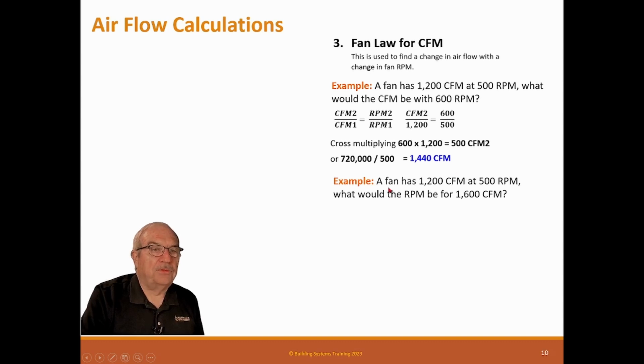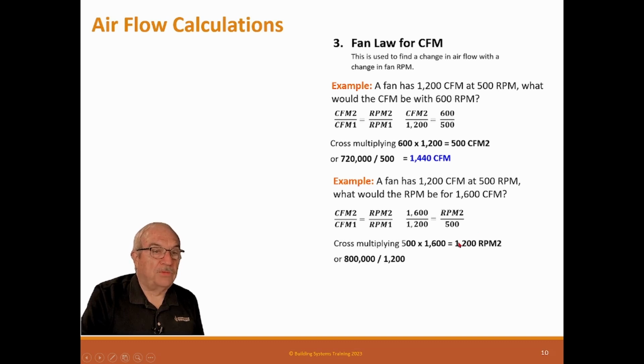So example 2: a fan has 1200 CFM at 500 RPM. What would the RPM be for 1600 CFM? This is how we use it a lot, trying to figure out what we're going to do. We need more air, so what RPM do we need to get more air? There's our formula. Inputting this data, we get 1600, which is CFM2, over 1200, equals RPM2 over 500.